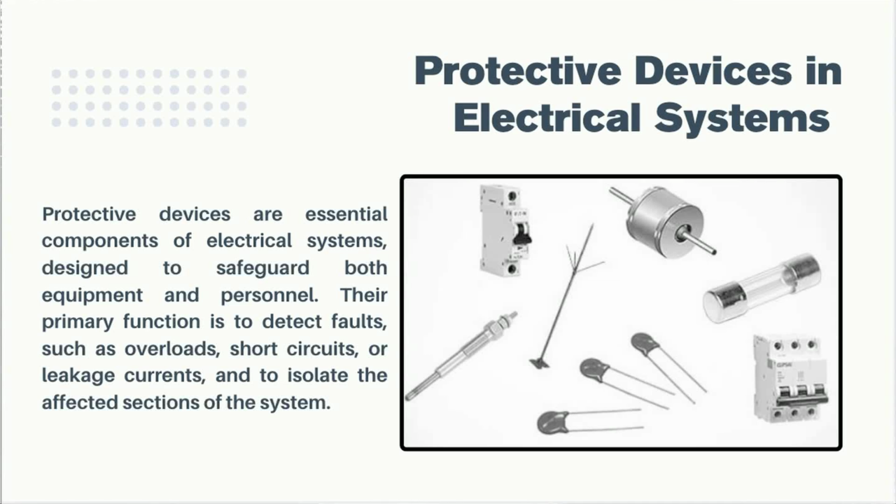Protective devices in electrical systems. Protective devices are essential components of electrical systems designed to safeguard both equipment and personnel. Their primary function is to detect faults such as overloads, short circuits, and leakage currents, and to isolate the affected sections of the system. This ensures that the electrical network remains stable, preventing further damage and minimizing risks to individuals working in or near the system.